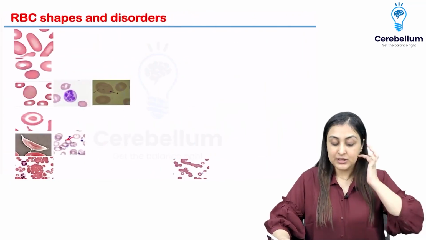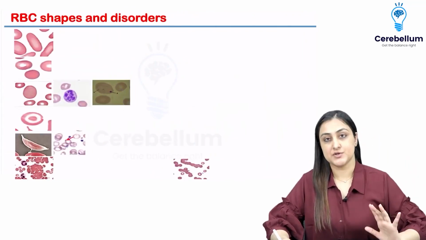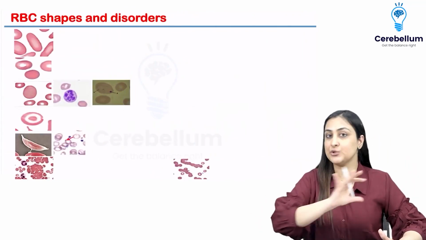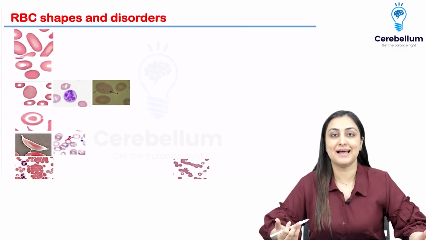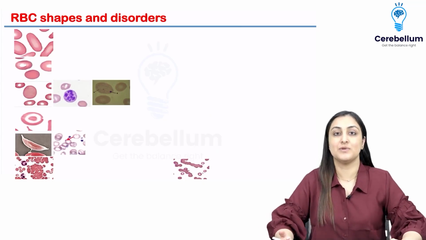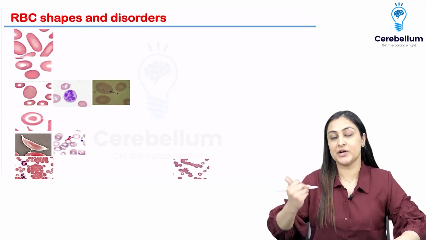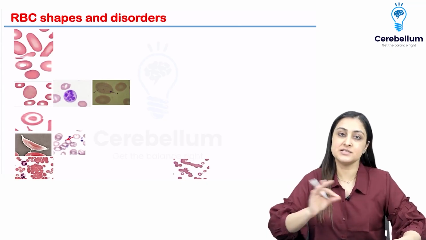Okay, so now we talk about RBC disorders. There will be one image given to you and there will be a long question stem describing the scenario. If you can crack the image, your question becomes very easy. So that's what we are going to do. We are going to talk about different diseases through the shapes.